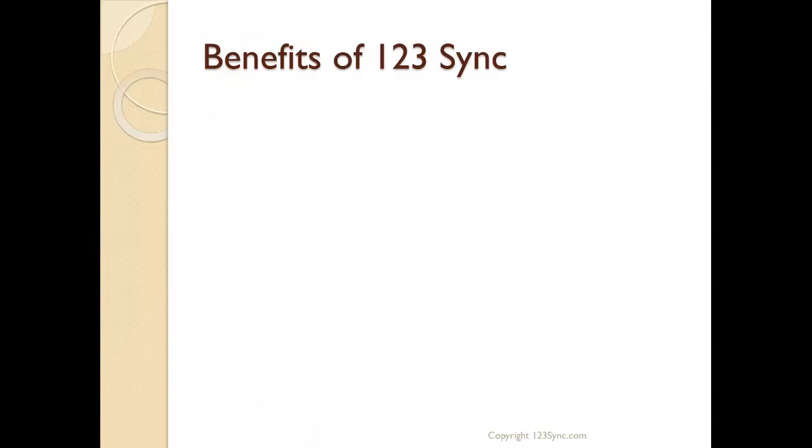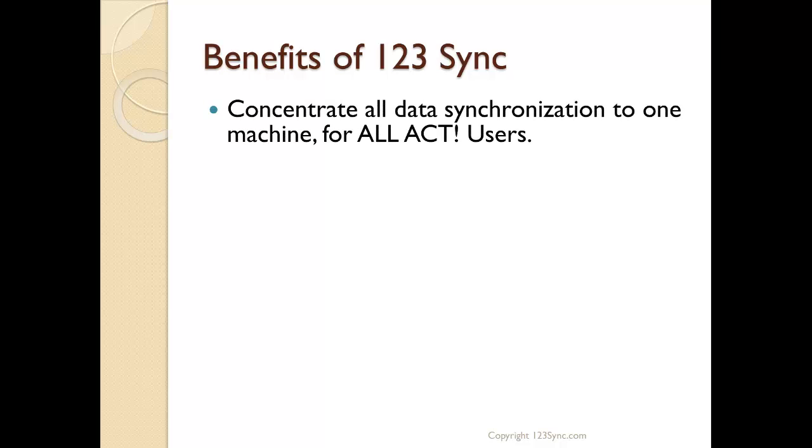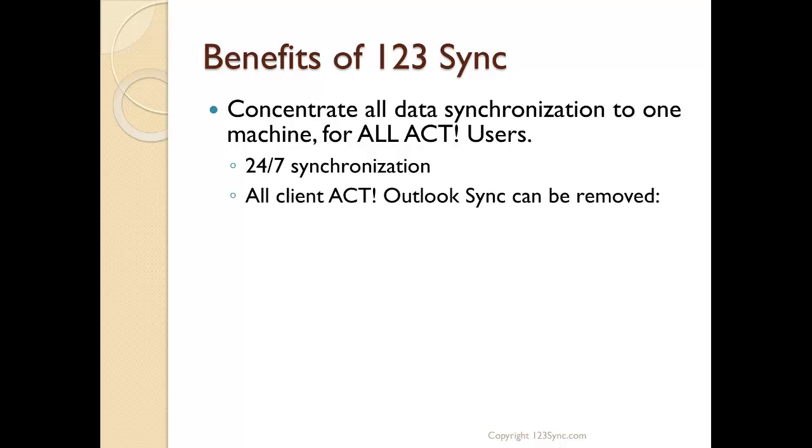Let's look at the benefits of 1-2-3 sync in this environment that is mobile as well as heterogeneous. Let's concentrate all data synchronization to one machine for all ACT users. You have 24/7 synchronization. All client ACT Outlook sync can be removed from the client machines. This will cause a much faster Outlook on the clients.